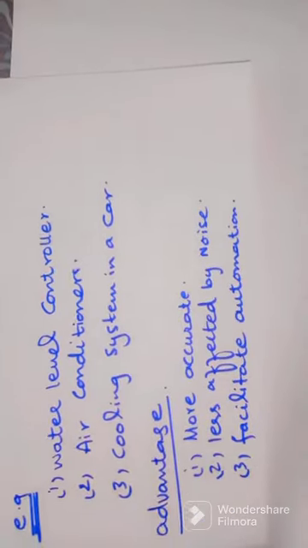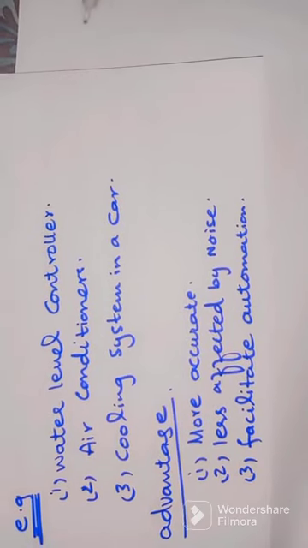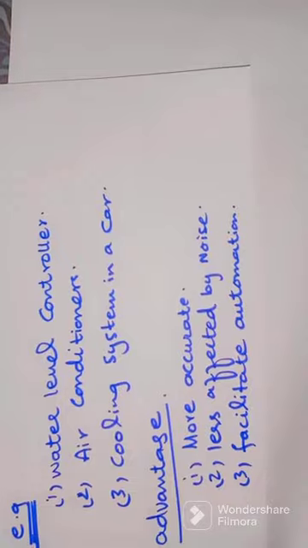So let's come to the advantages. The first one is that it is more accurate. Why more accurate? Because there is an accuracy element present in the closed loop control system, which is the feedback.